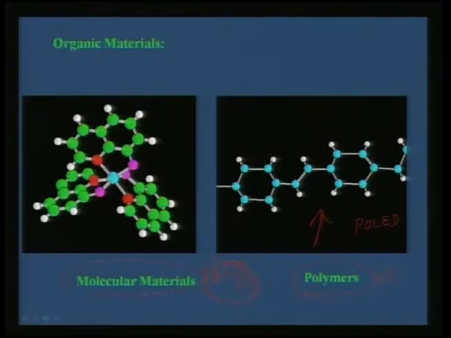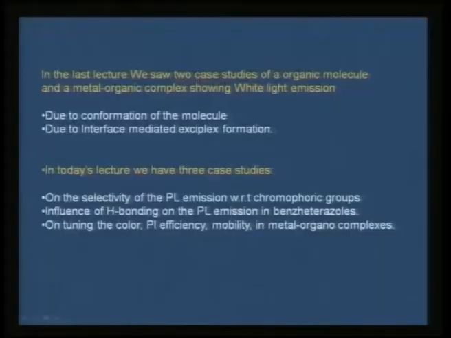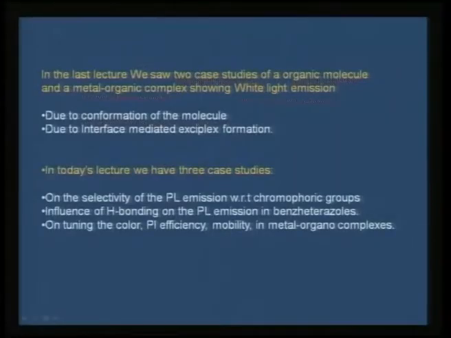So, we will come to this issue later, but we saw in the last class that there are two classes of compounds, and in the last lecture we saw two case studies of an organic molecule and a metal organic complex. They show white light emission, and I also discussed with you about why this white light emission is coming. In the case of organic molecule, I showed you that it is due to conformation of the molecule.